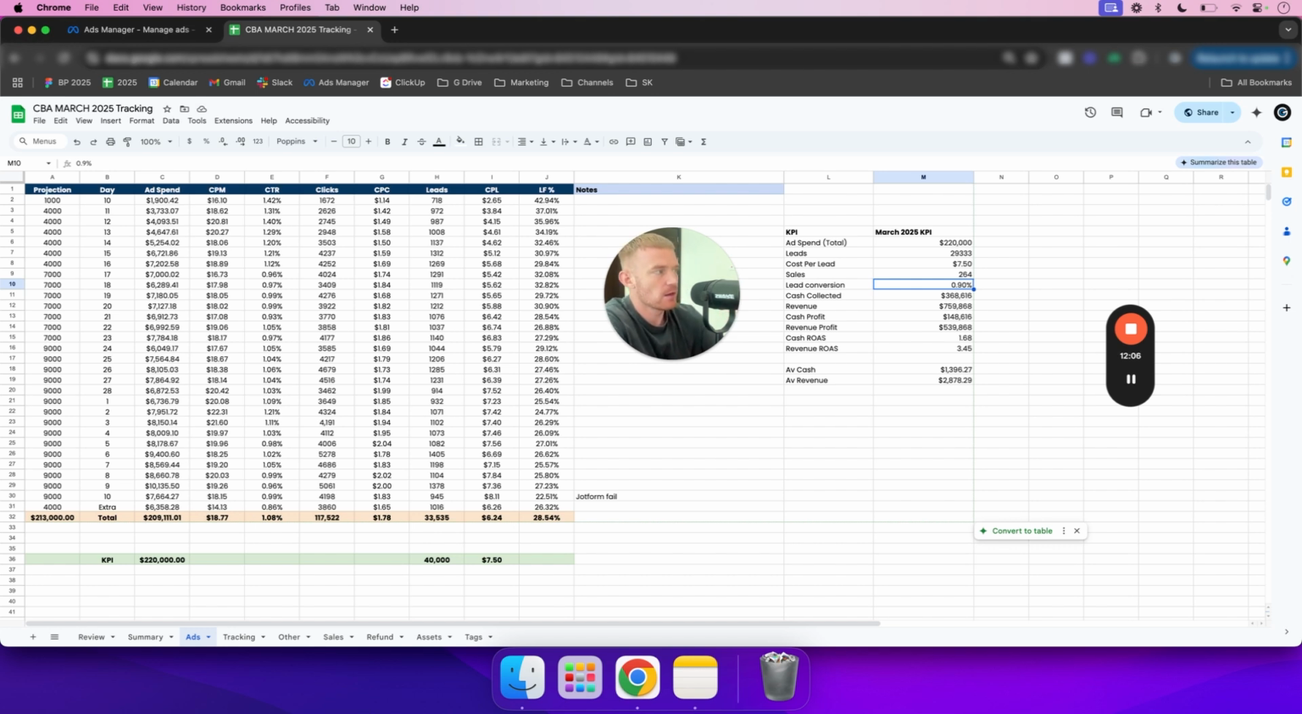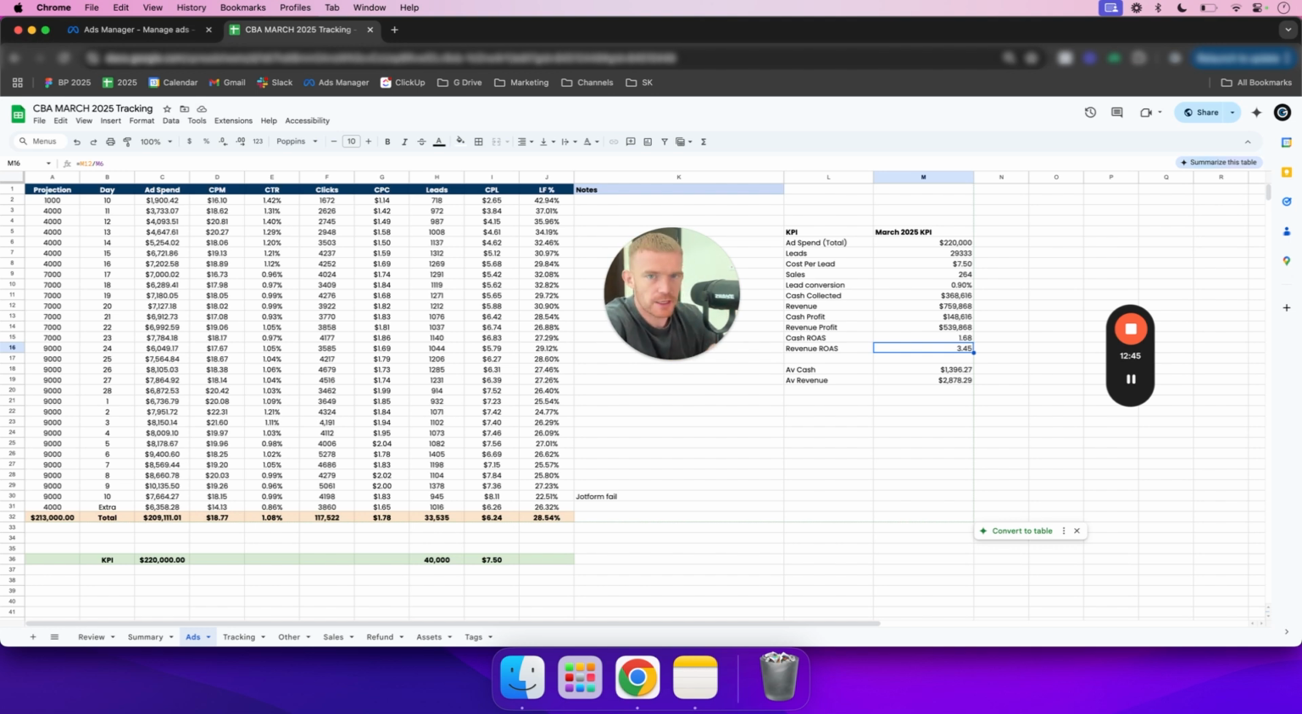$7.50, 0.9% lead conversion based on our previous averages of cash on day one or month one and the revenue with payment plans per customer on average, we would get this type of result. So cash collected, 368K, total revenue, 750, cash profit, 148, revenue profit, 539. So a cash ROAS is 1.68 and a revenue ROAS is 3.45. Again, not great numbers, but when you spend 200K from 0 to 200K, it's decent, but it's not amazing.